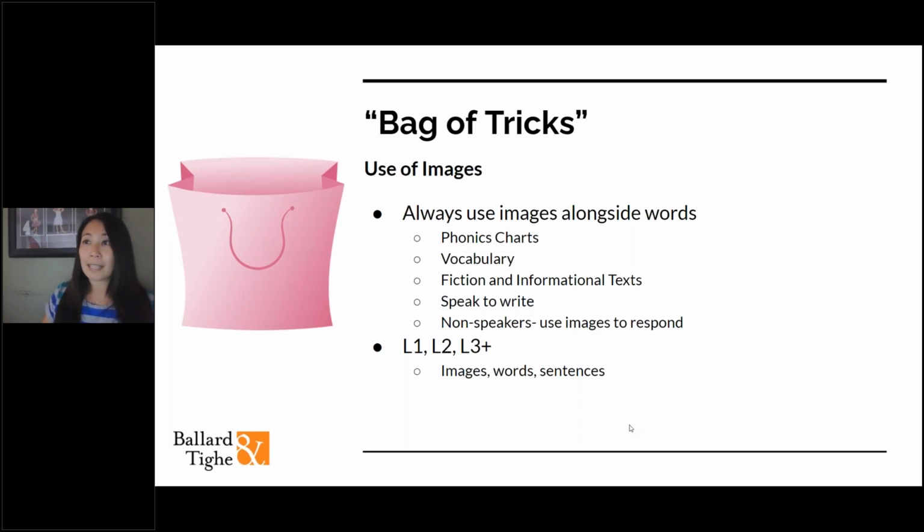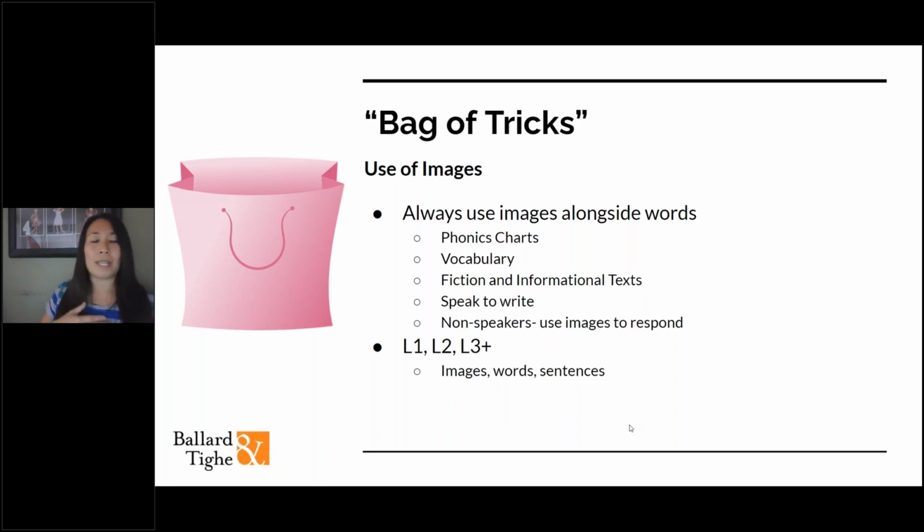Fiction and informational texts. Images are so powerful because they can then look at the image and kind of guess what the reading is about. They may not understand the words you're saying or trying to read to them, but they can piece things together and then guess, predict through images.